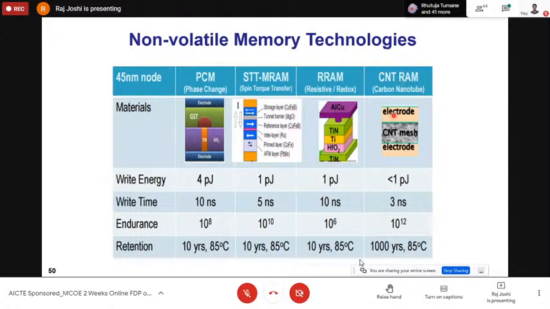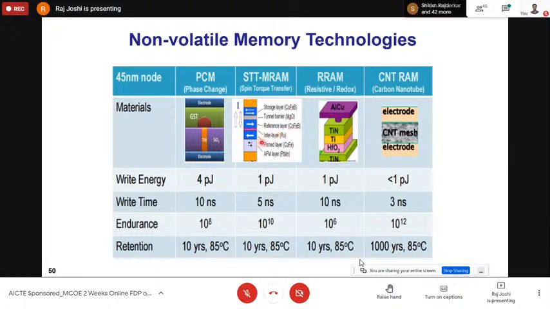So now the properties are very critical. The energies, which I said, are very critical, right? I mean, the power. Write times, how fast you can write into the memory, and then the endurance levels. Endurance meaning how many times you can write into the memory.